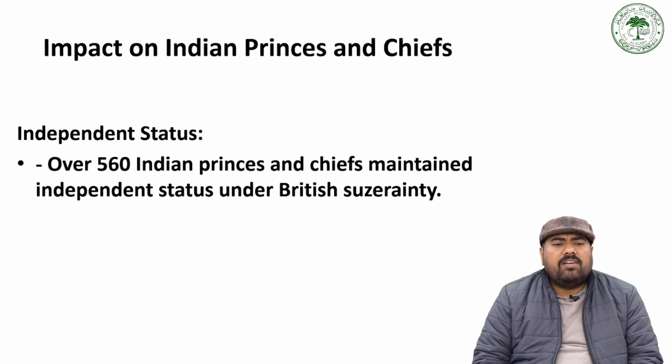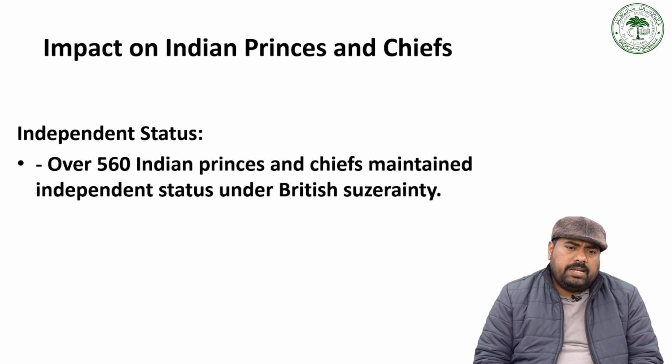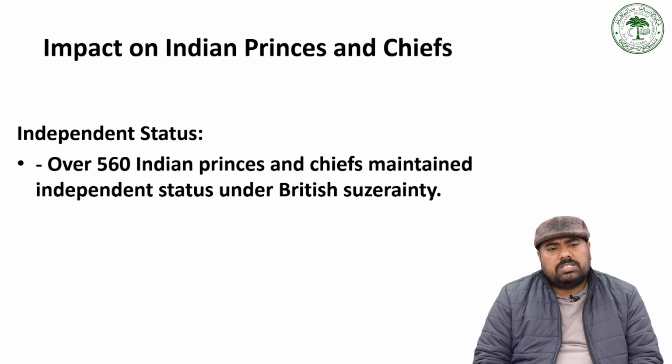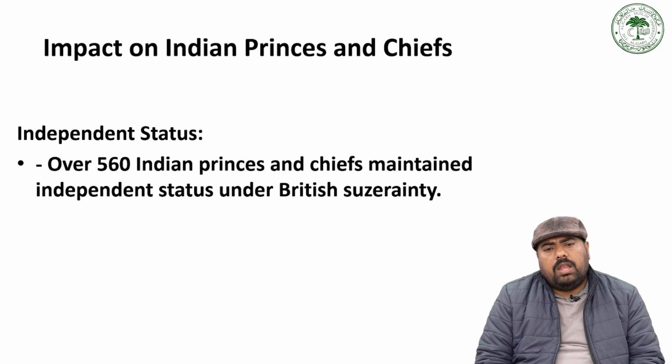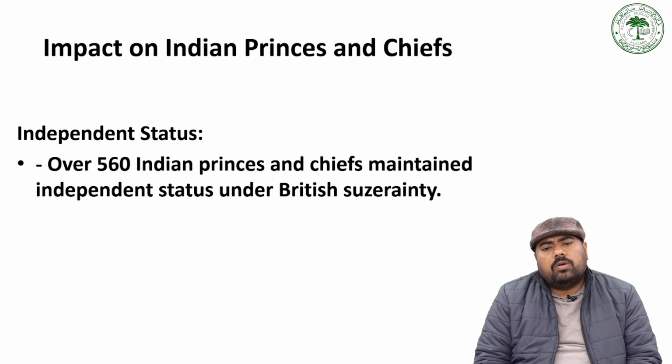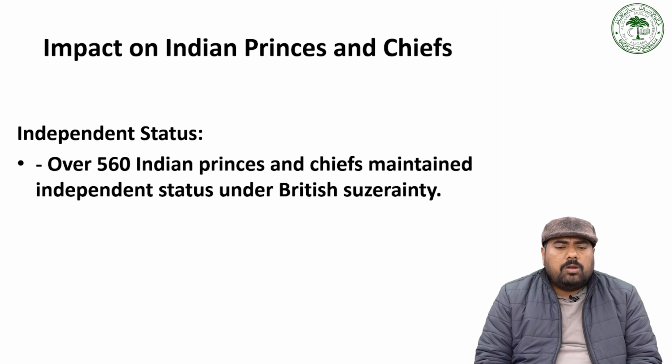There were more than 560 Indian princes and chiefs who were allowed to maintain their independent status under British suzerainty. So what do we mean by suzerainty? Well, the opposite or the corollary terminology of suzerainty is called sovereignty.